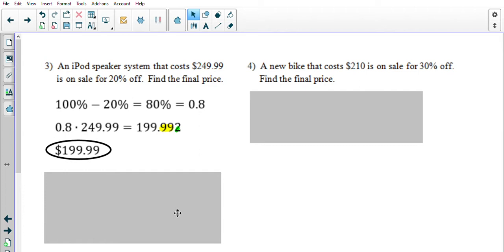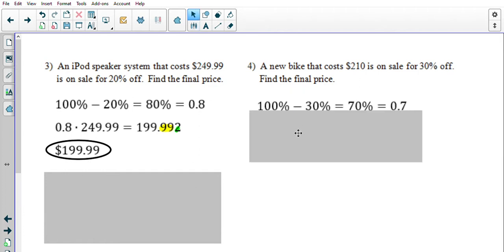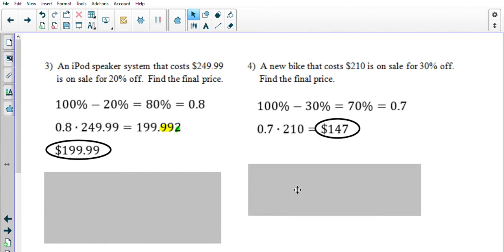Number 4, a new bike that costs $210 is on sale for 30% off. Find the final price. 100% minus 30% is 70%, which is 0.7. Take 0.7 times 210. It works out nicely. It's $147.